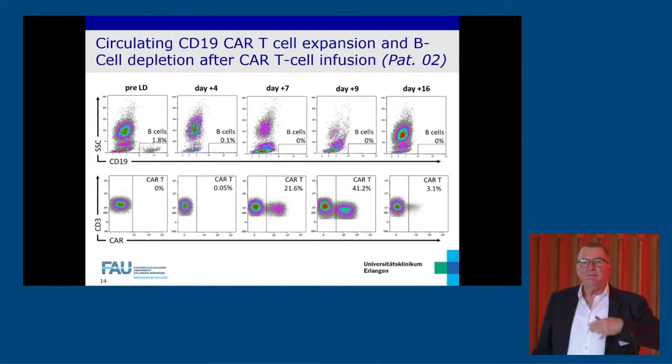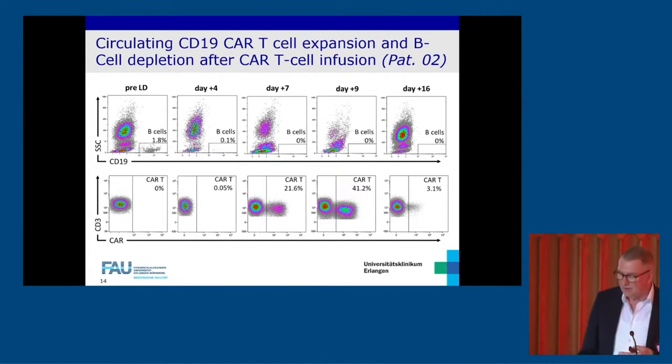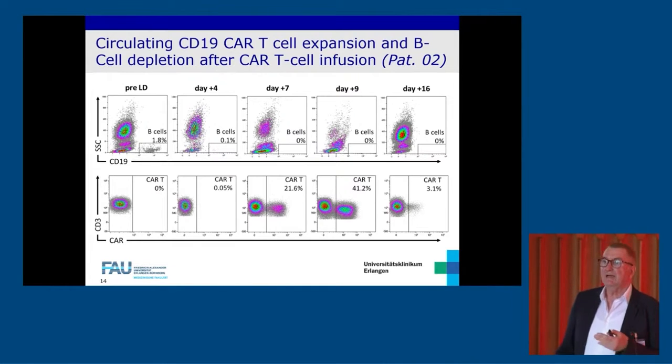So now the question is, what happens if we transfer these cells to the patient? Can we detect them, and do they expand? This is shown here. On the upper part you see the B cell depletion. This is CD19 against SSC, and you see before lymphodepletion 1.8% B cells, and starting from day 4 you see this deep depletion of B cells.